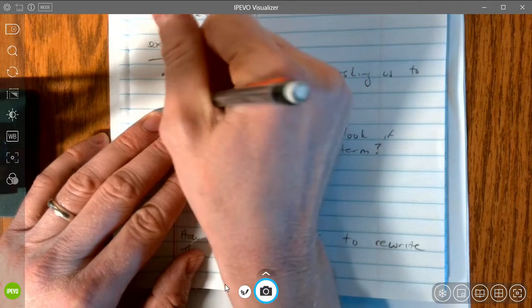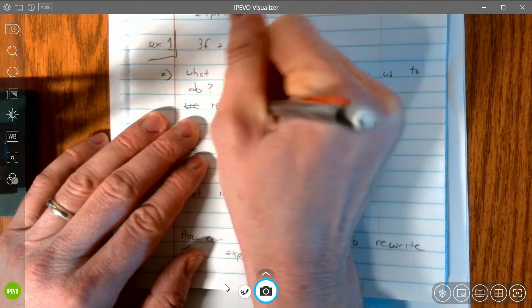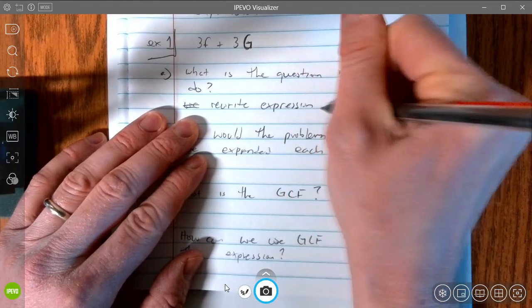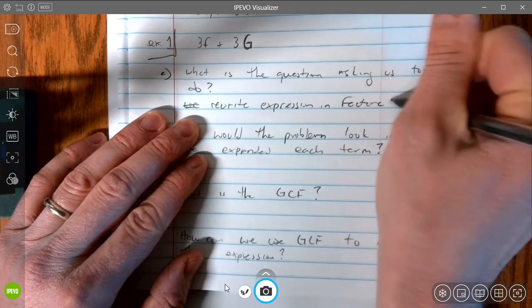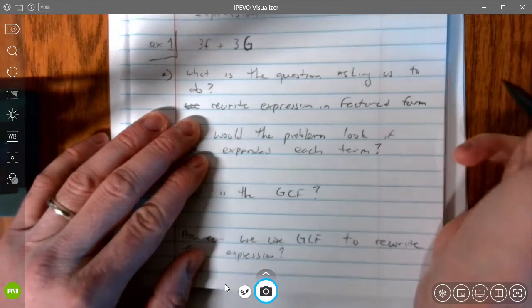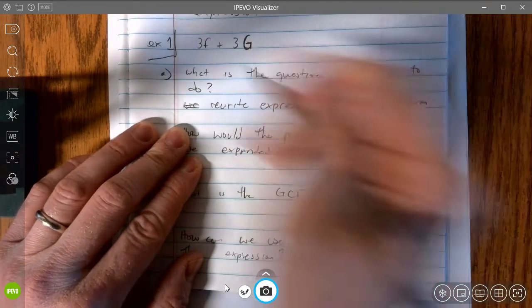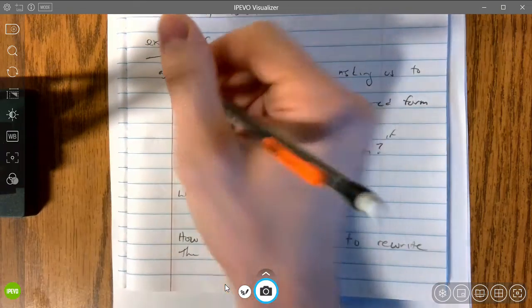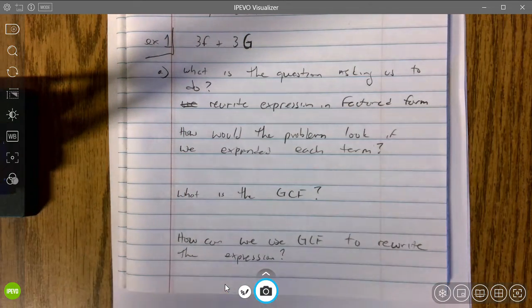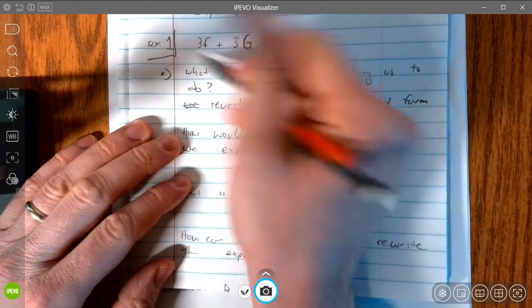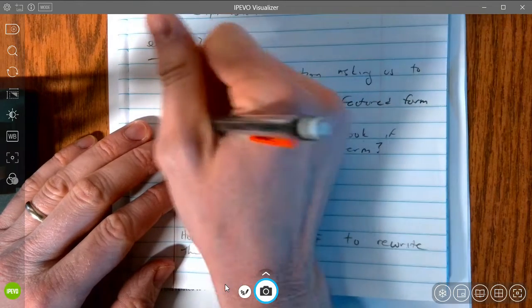Okay? So I'm going to write: rewrite expression in factored form. The number outside of the parentheses is going to be our GCF. So what this means is the expression is written as a product of factors. Remember, factors are things that are being multiplied together, right? So the number on the outside is going to be the GCF of 3f plus 3g.